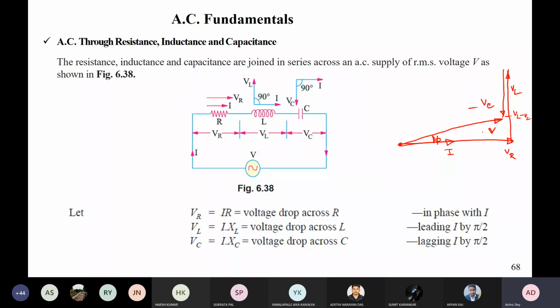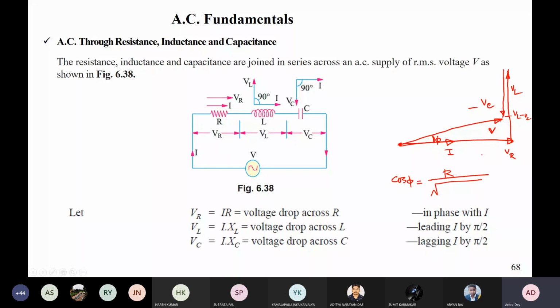This angle phi is the effective angle between your current and your supply voltage V. Supply voltage is V and your current is lagging the supply voltage by phi, so it is mostly inductive because the inductive effect is more. So cos phi equals R divided by Z, or we can write it as VR by V.